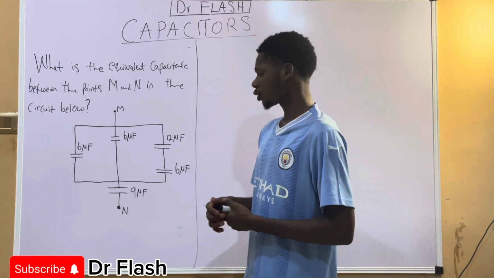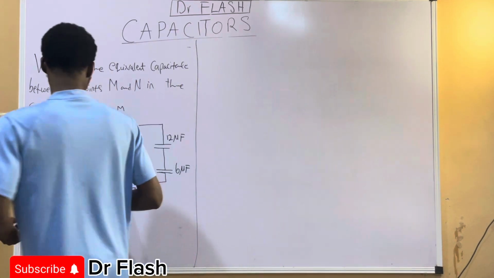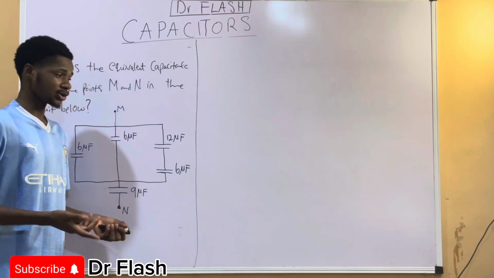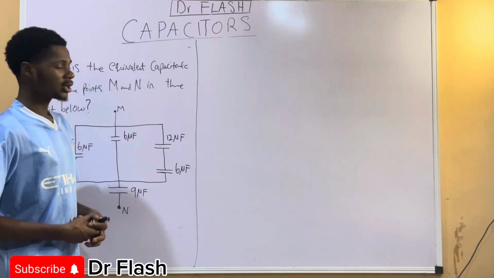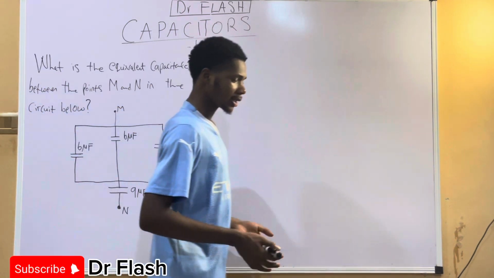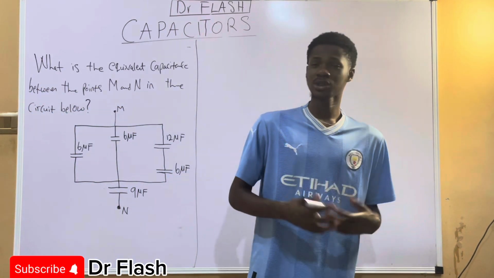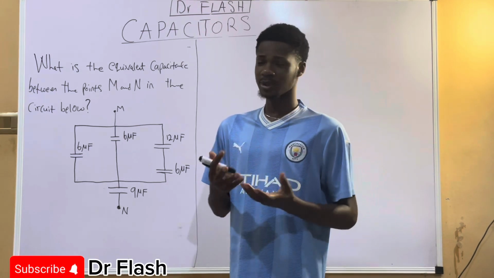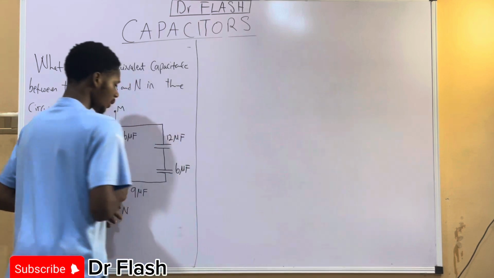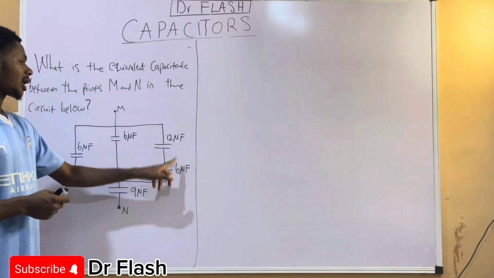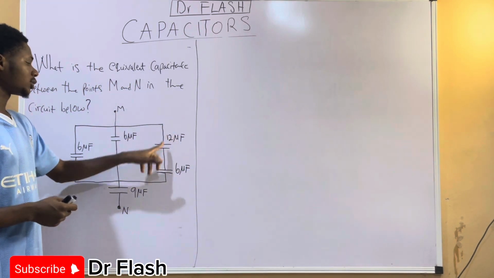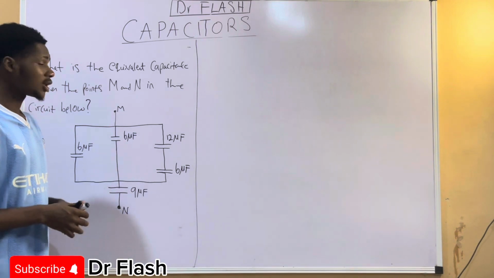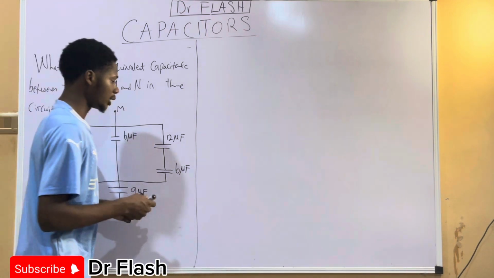If you don't know how to solve capacitors in series or you don't know the formula, you may want to check one of our videos on capacitors, still on our playlist. It will help you understand how to solve for capacitors in series and in parallel, and then you can come back to attempt this problem. Now, we have a 6 microfarad and a 12 microfarad. These two are in series, so I'm going to solve them as series.